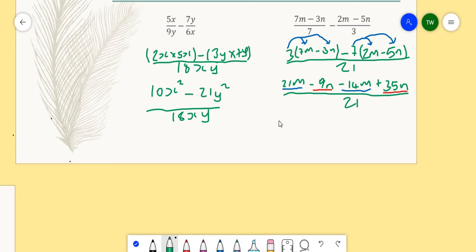So I'm going to start off with the m first. So it's going to be 21m minus 14m. Then I'm going to put the positive term first. So it's going to be plus 35n minus 9n. And we put back our common denominator of 21.